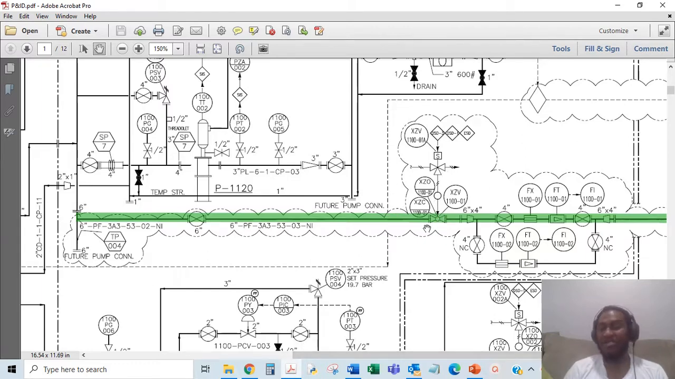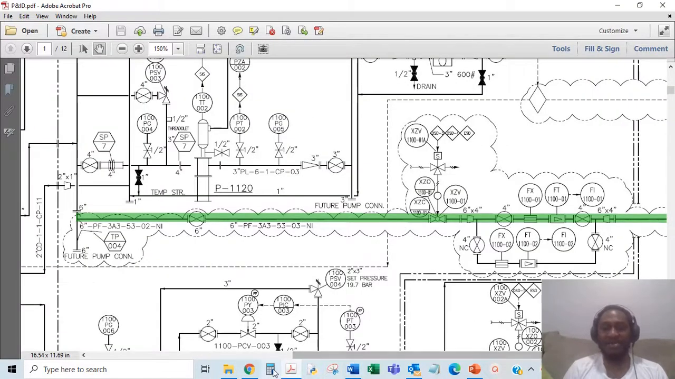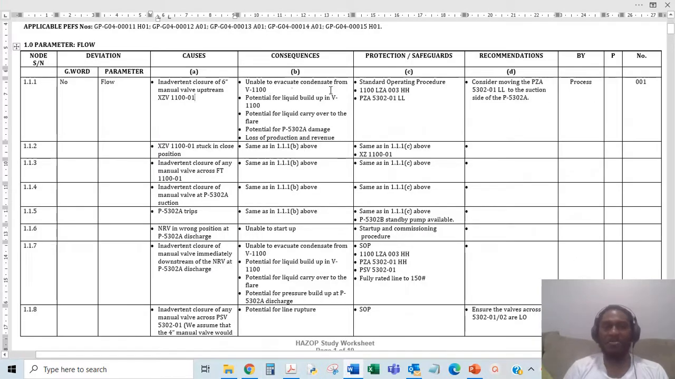That could happen if it's not properly maintained. You could have a manual valve, or just a shutdown valve that just sits closed, and then you have all these consequences happening again because it's just further down the line. And then what you have is all this: unable to evacuate condensate, potential for liquid buildup, potential for liquid carryover. You have all this happening, and so instead of just writing all this, we could write it down and we could just say same as in 1.1.1 above.